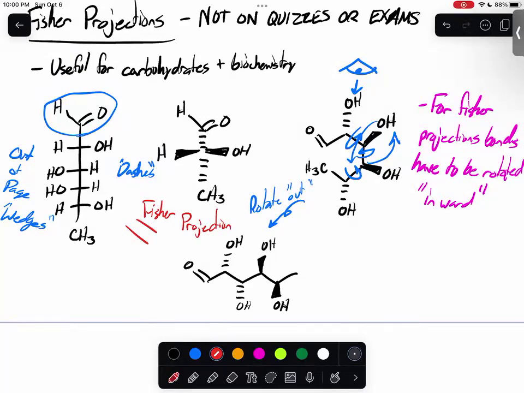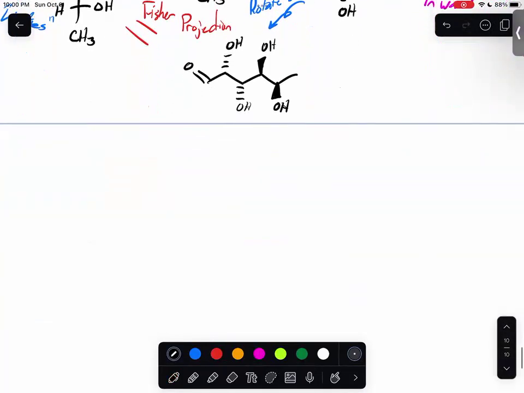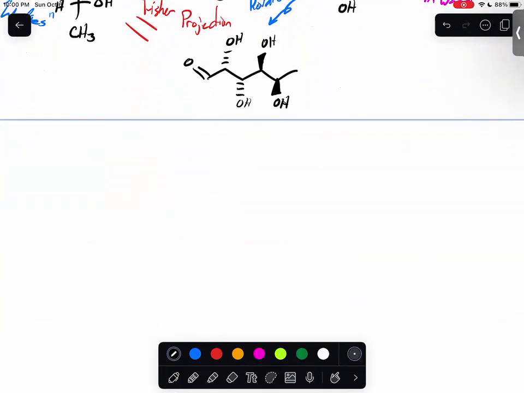Okay? We can make Fisher projections by just doing things in the opposite order. Okay, so let's say that we were given a bond line structure that looks a little bit like this, and we wanted to make it into a Fisher projection. How do we do that? Well, we kind of have to get it into that conformation that we were looking at beforehand, right? Where all the bonds are sort of rotated inward. So how are we going to do that?